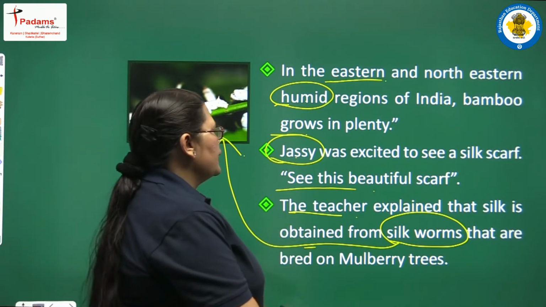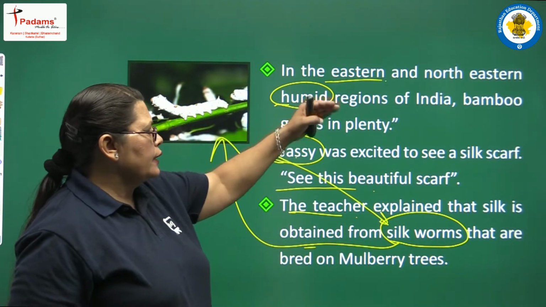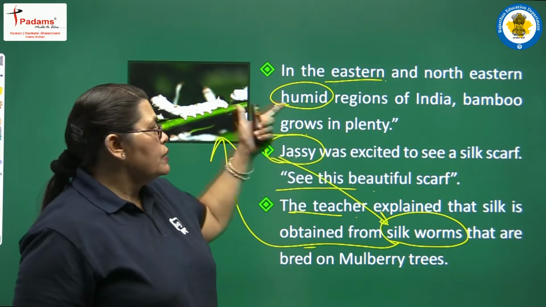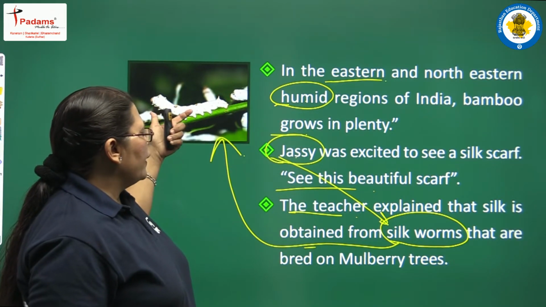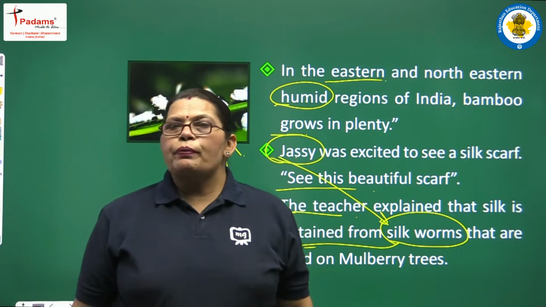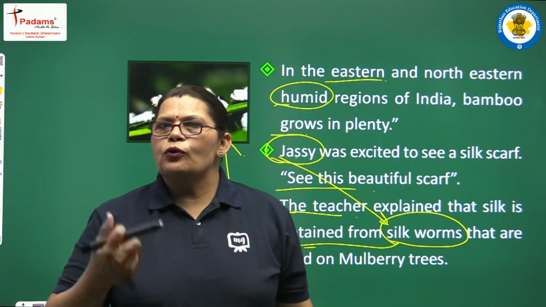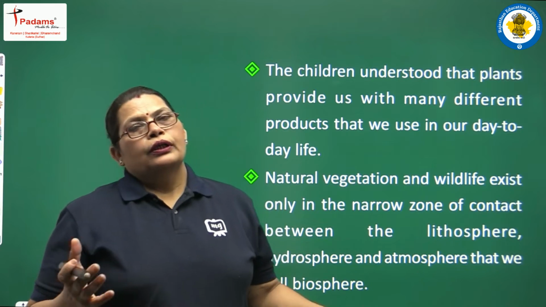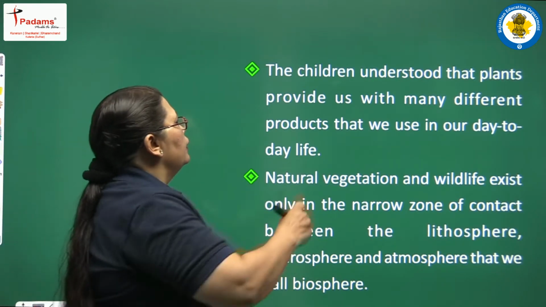So teacher explains that this silk is obtained from silkworms, and these silkworms are bred on mulberry trees. Where do silkworms live, children? They live on mulberry trees. So this is the best example of silk.